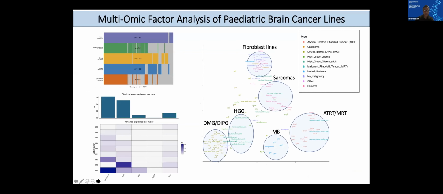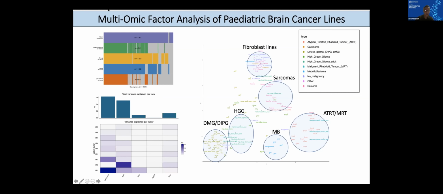And really the ability to use this data lies in our ability to do multi-omic integrative analyses, and we've started to do that. So this is just to show you a multi-omic factor analysis of the pediatric brain cancer lines, where we're now doing tumor subtyping, not just across one particular variable, but across all the molecular features that are shown here.